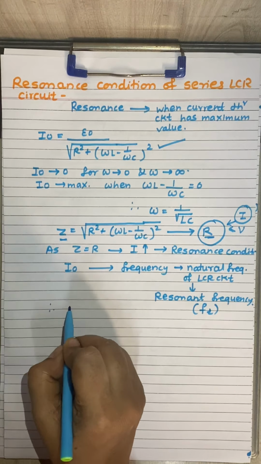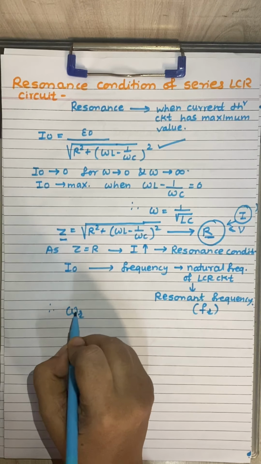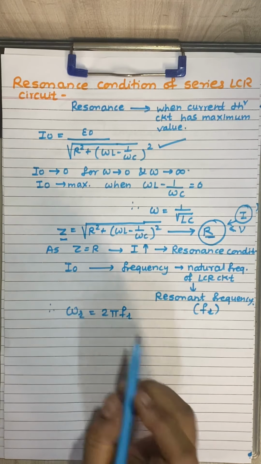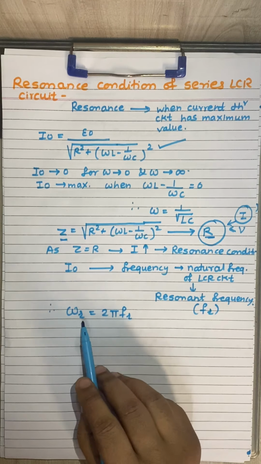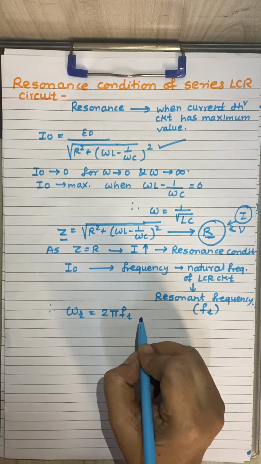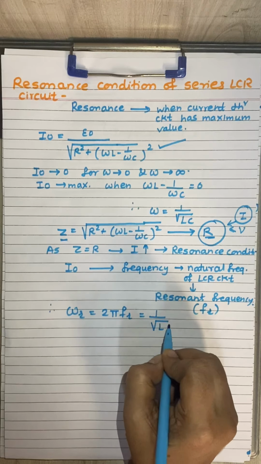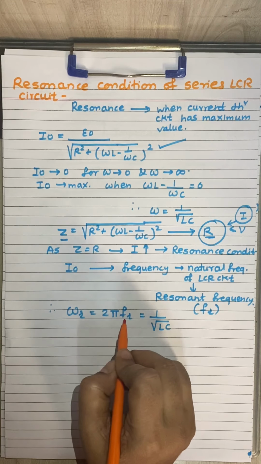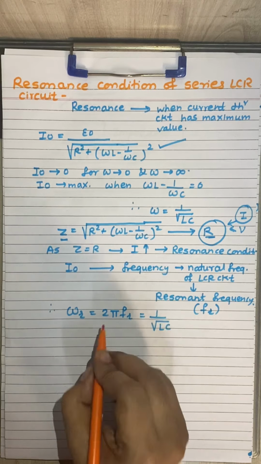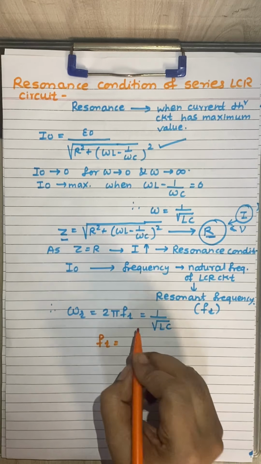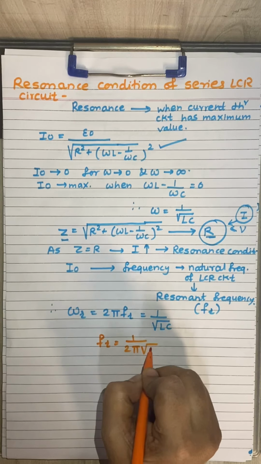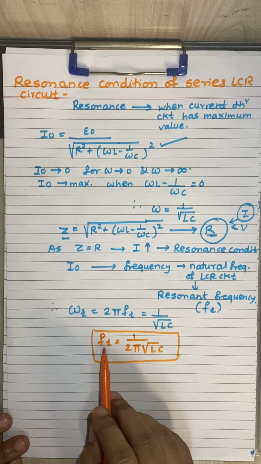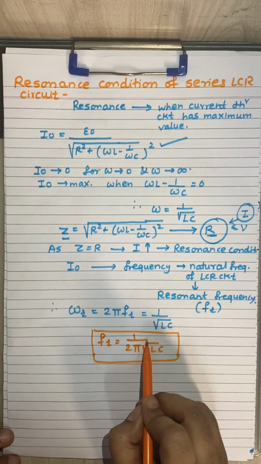At resonance the angular frequency omega R is equal to 2 pi FR, because omega is equal to 2 pi F, and this is equal to 1 upon under root LC. Omega R is not easy to calculate, but the frequency we can find in a proper manner. So FR becomes 1 upon 2 pi under root LC, and this is a very important formula to calculate the resonating frequency of the circuit.